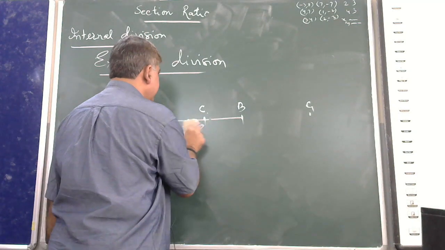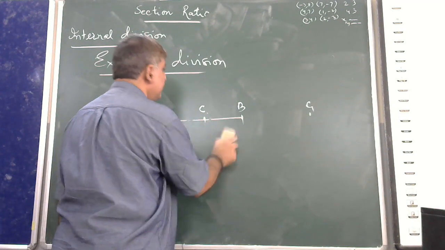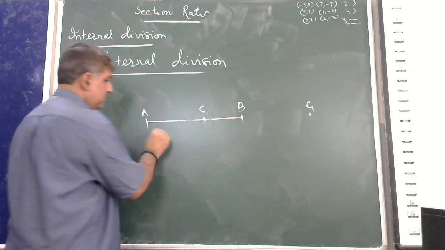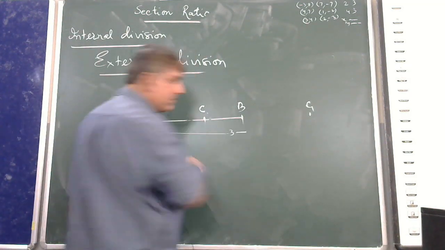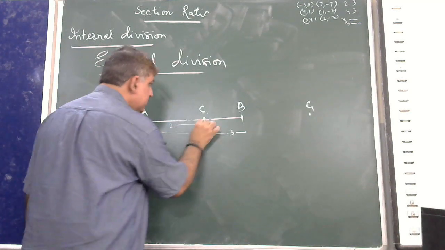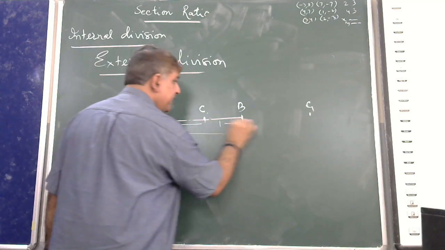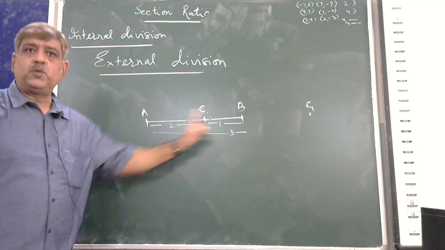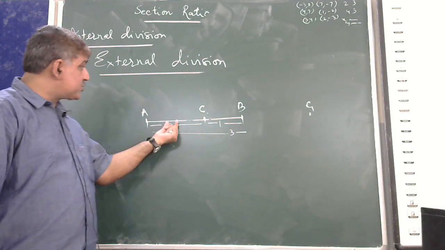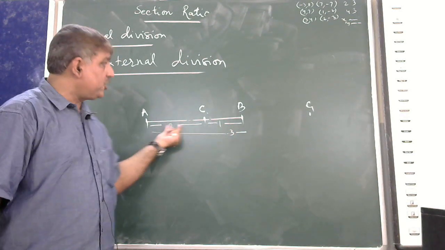Suppose this whole length is 3 units, 3 meters. This length is 2 units, and this length is 1 unit. So 2, 1. So 2 is to 1 is the internal ratio.